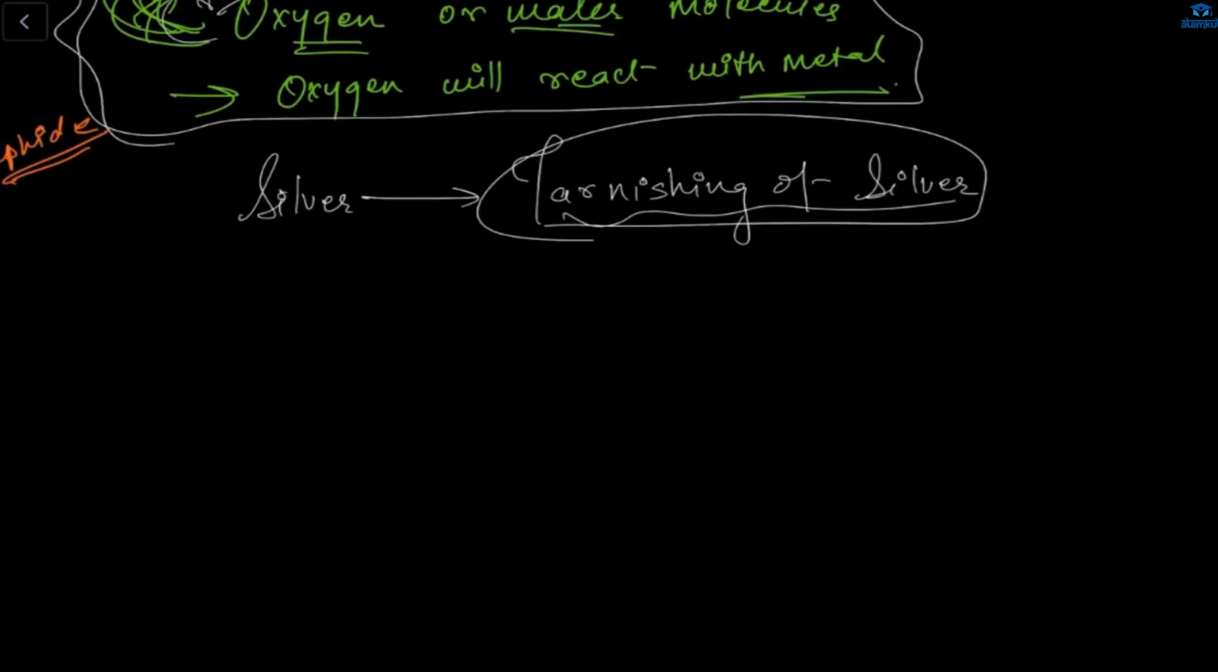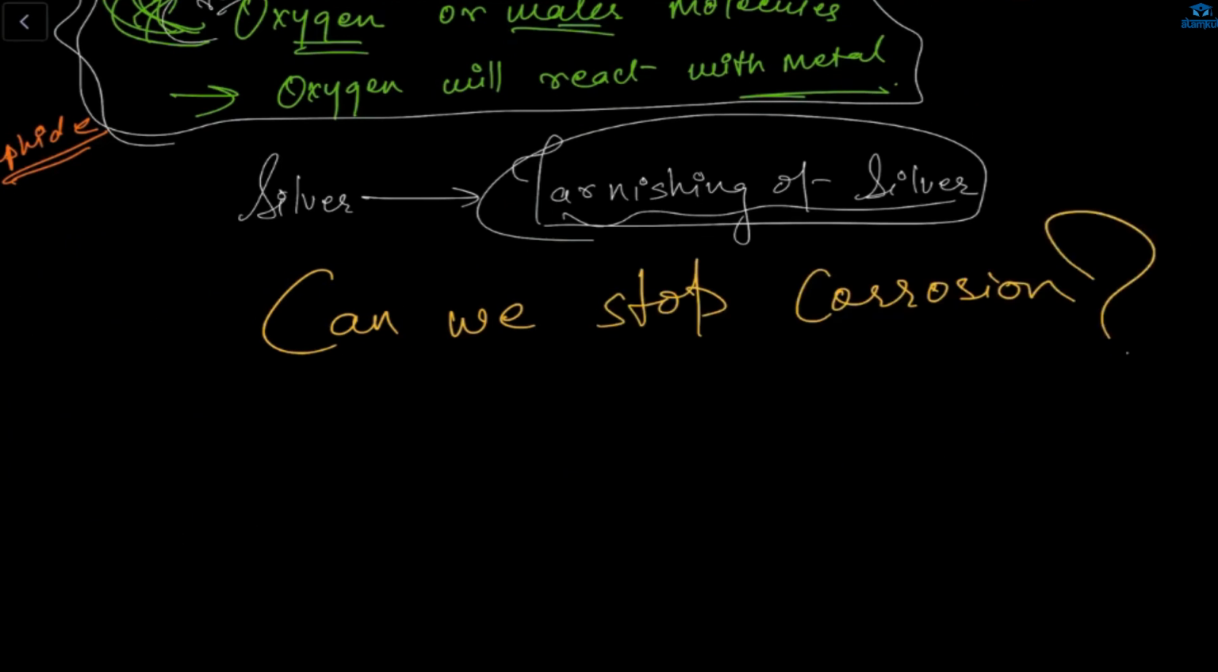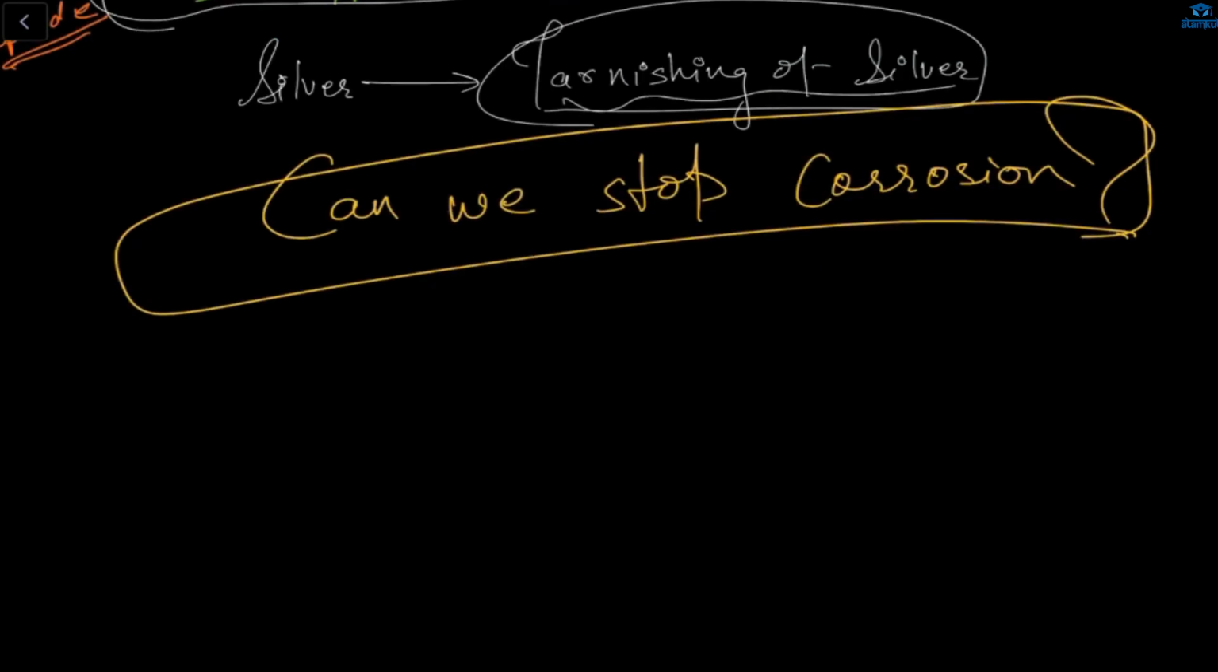Can we stop corrosion? Yes, ma'am. How can we stop it? Any idea? By preventing the contact of the metal with the atmosphere. Corrosion of iron can be prevented by covering the surface of the metal with paint.